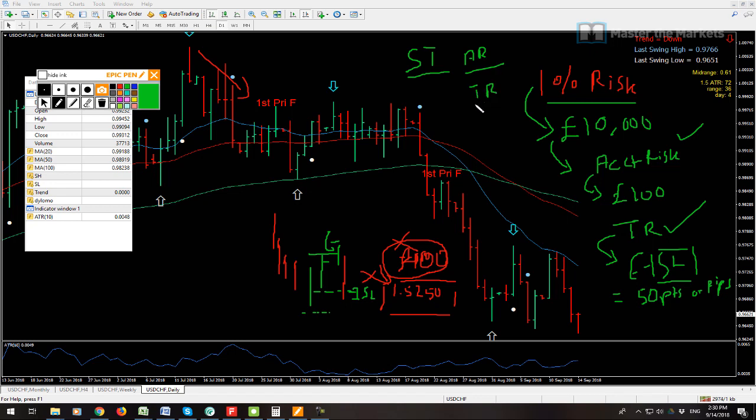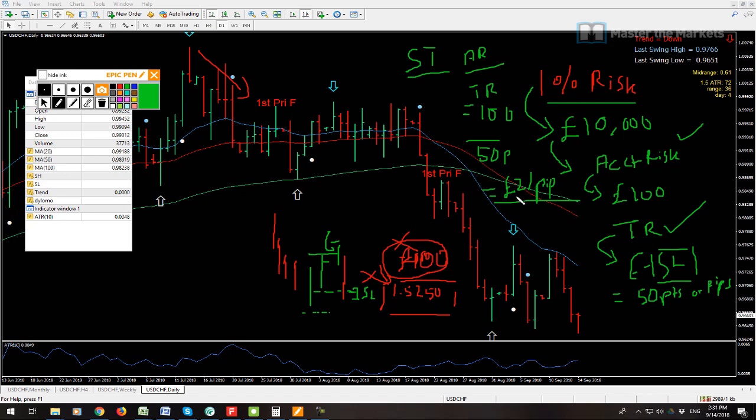Okay. So for example, let's say this is dollar Swiss. Let's say all this is in pips. So the account risk would be £100 divided by 50 pips. Okay. Then we get down to what? £2 per pip. Okay, that's what we're saying.